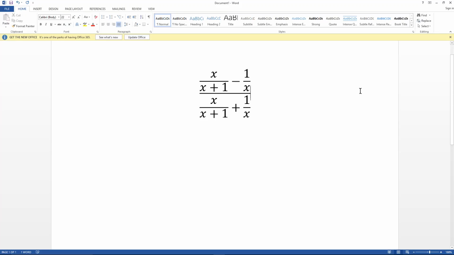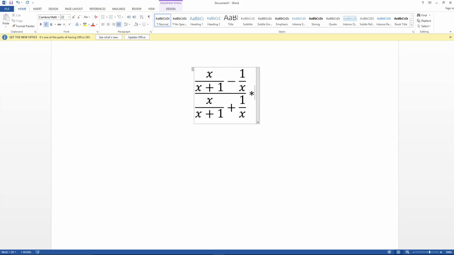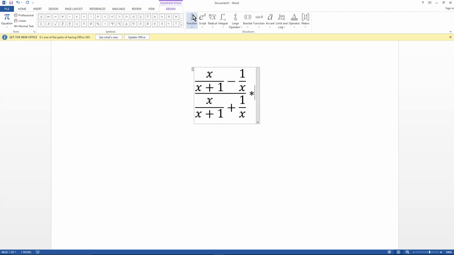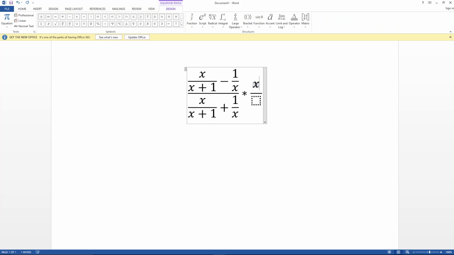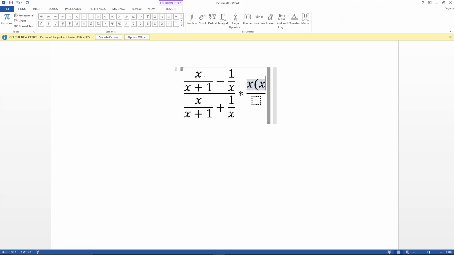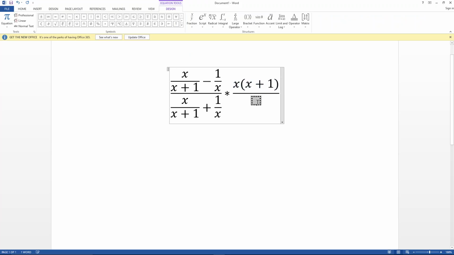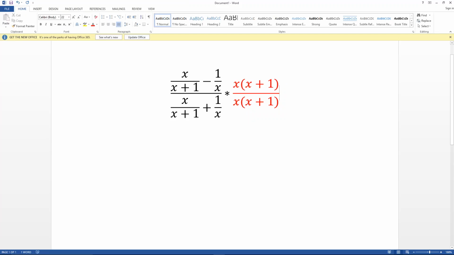Okay, so the easy way for this one is to multiply by both denominators, x plus 1 and x. So that's what I'm going to do. I'm going to multiply both top and bottom by that. Okay. Are y'all okay with that step? Yes, sir.